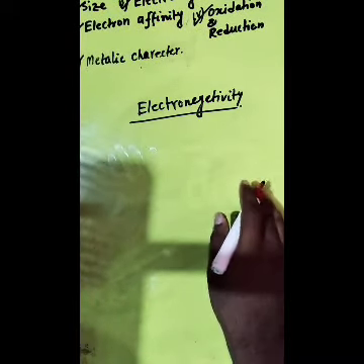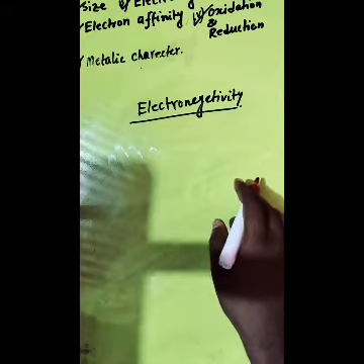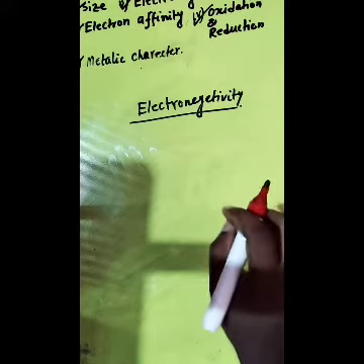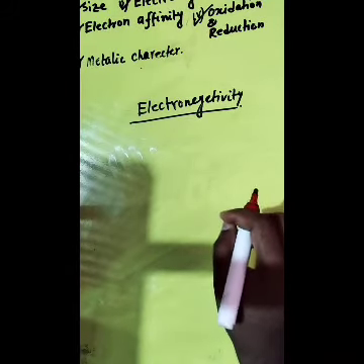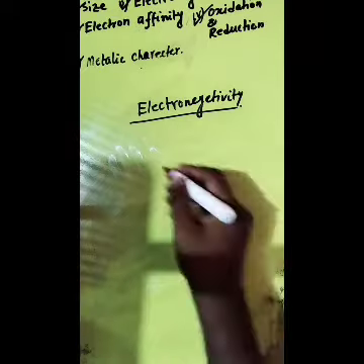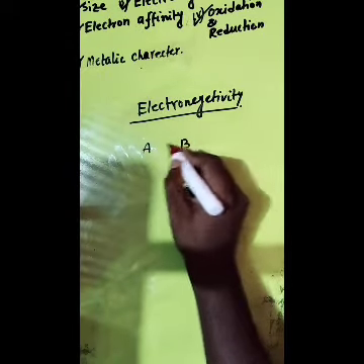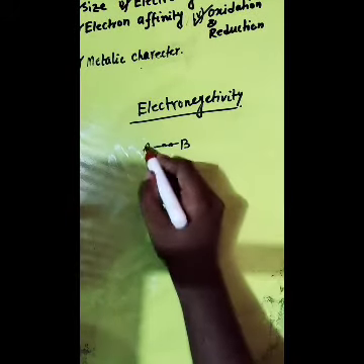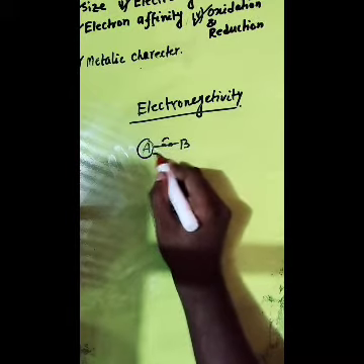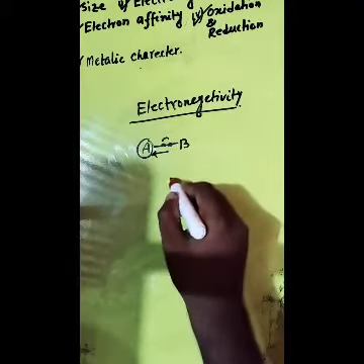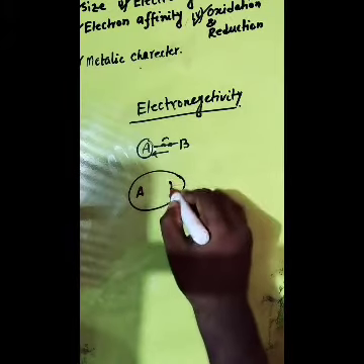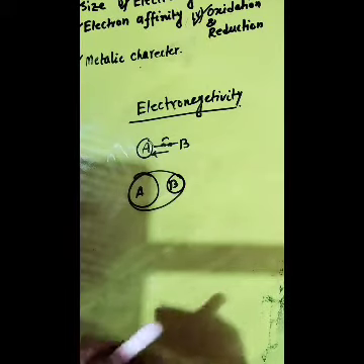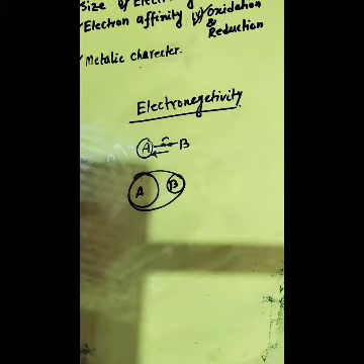Next one is electronegativity. I think you know about electronegativity. Electronegativity means the tendency to attract electrons, or bonded electrons, towards itself. For example, A and B are bonded together and there are 2 electrons in between them. Sometimes this element attracts these 2 electrons towards itself. Therefore electron density shifts towards the A element, and there is more electron density compared to B.